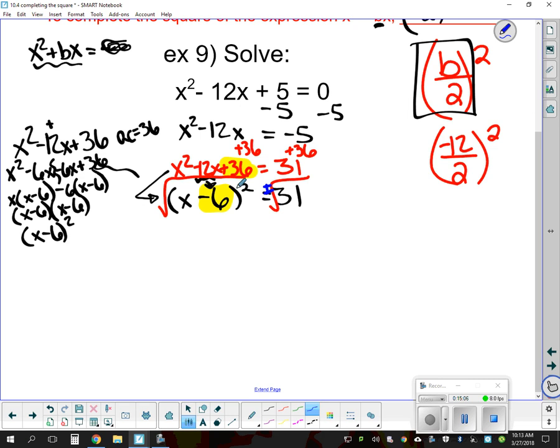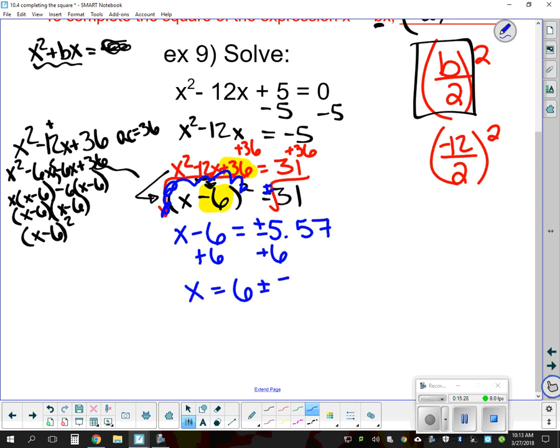So your square root and your square cancel, and all we have on the left side is x minus 6 equals plus or minus the square root of 31. Type it in your calculator. And we're going to round to the nearest hundredth, so 5.57. Then to get your x by itself, you're going to add 6. So we have 6 plus or minus 5.57.